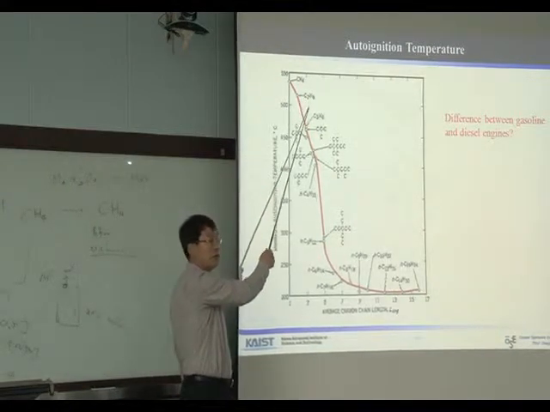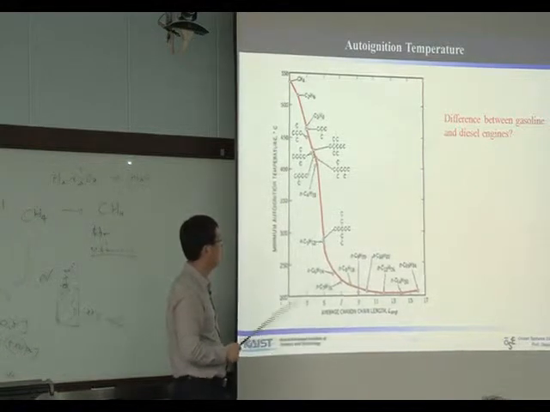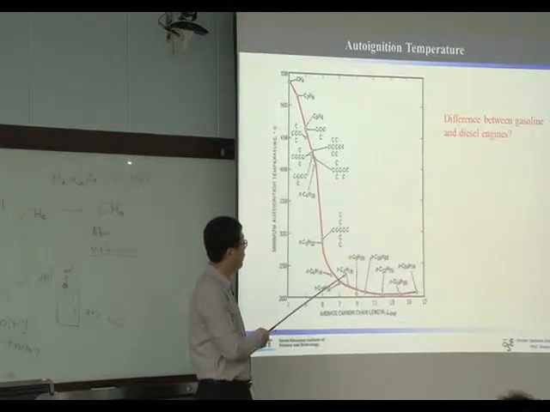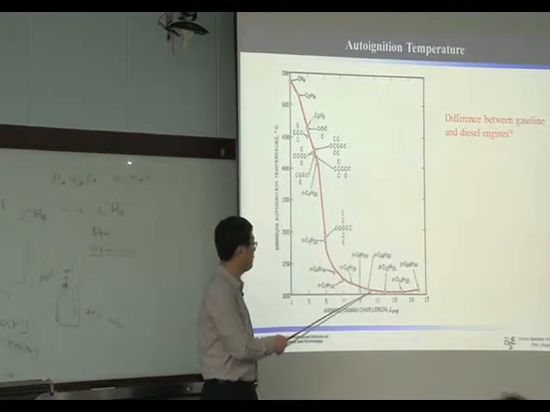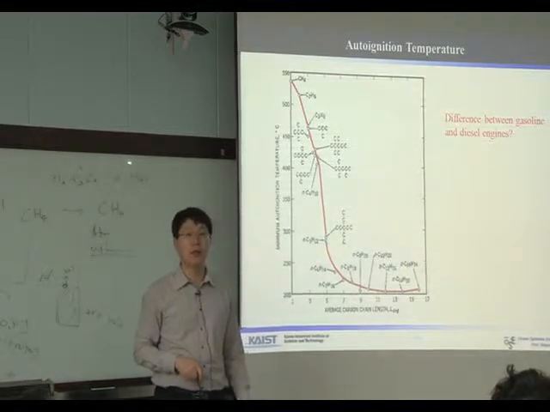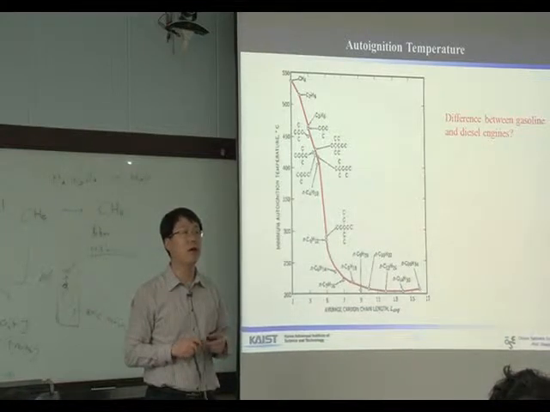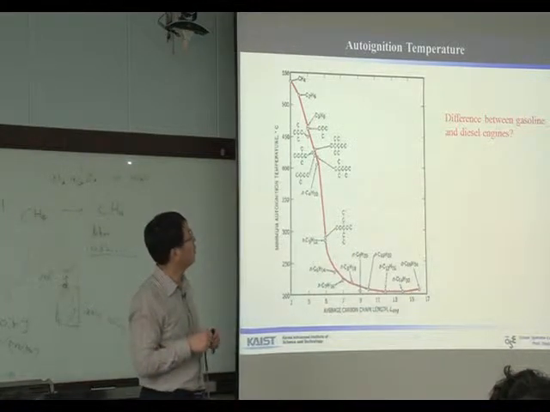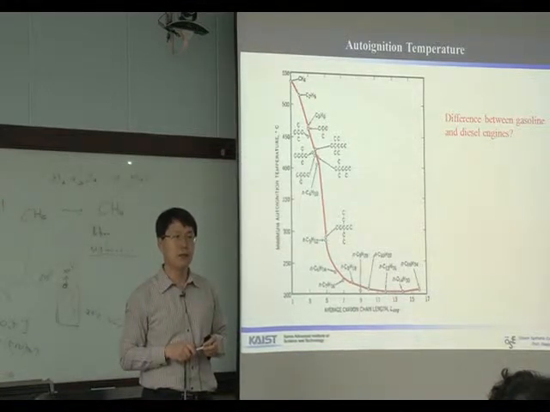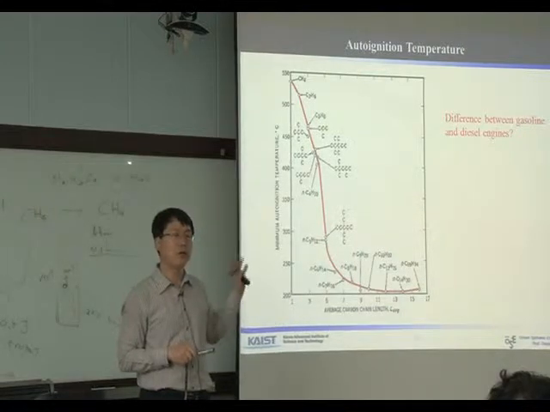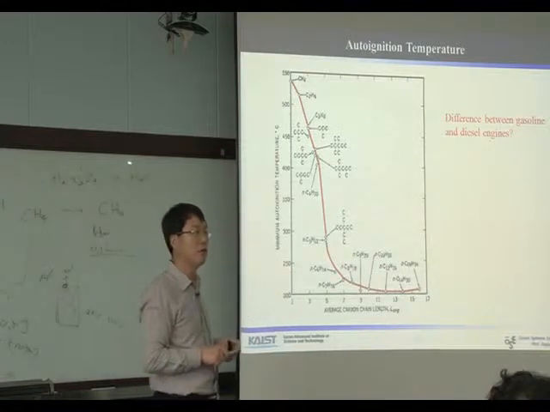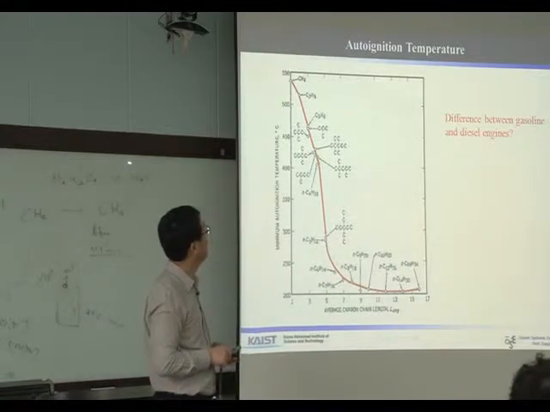C2 decreased. So C7 heptane, and octane has the auto-ignition temperature around 200 to 250. So it has some practical meaning. Do you know the difference between gasoline engines and the diesel engines? If you understand this auto-ignition temperature, you can understand completely the difference between the gasoline and diesel engines.